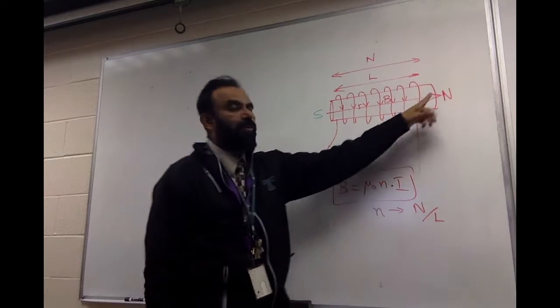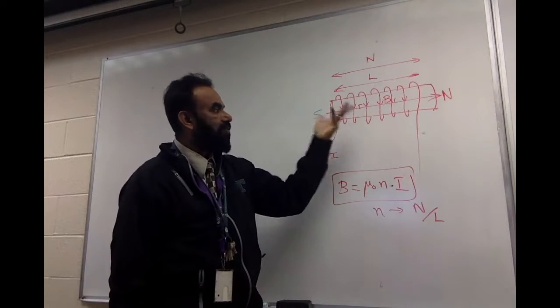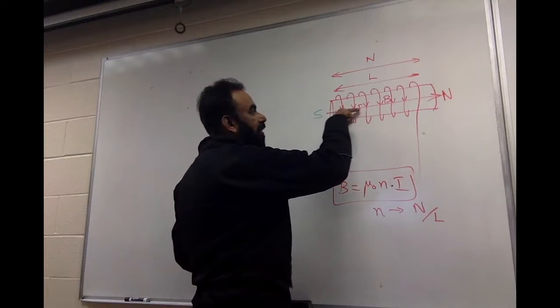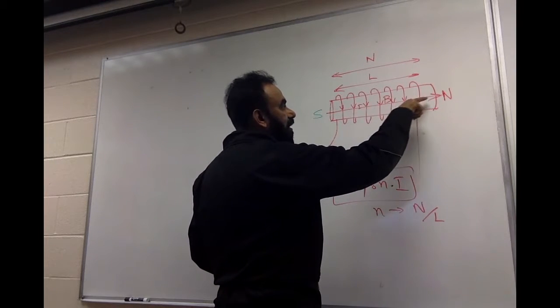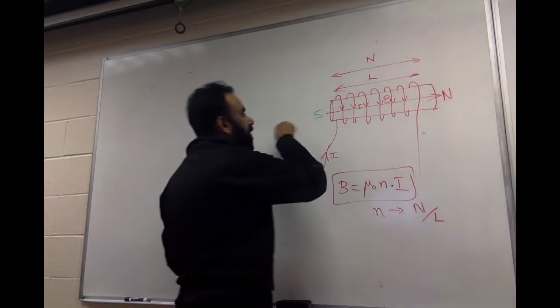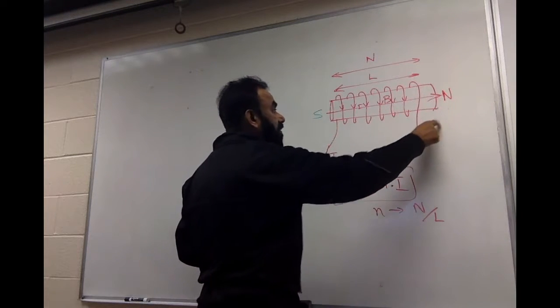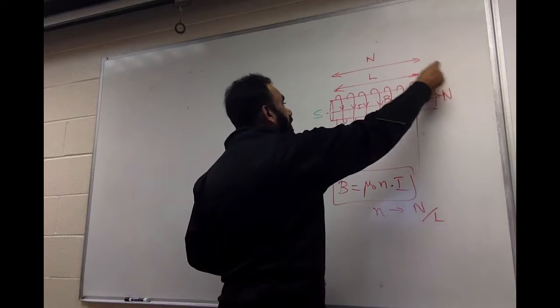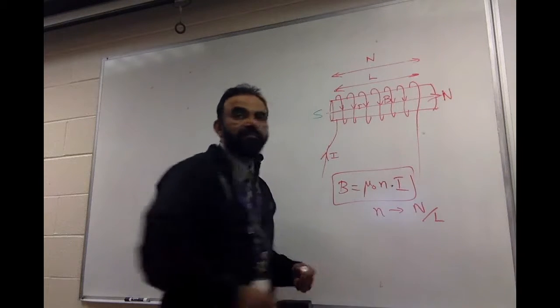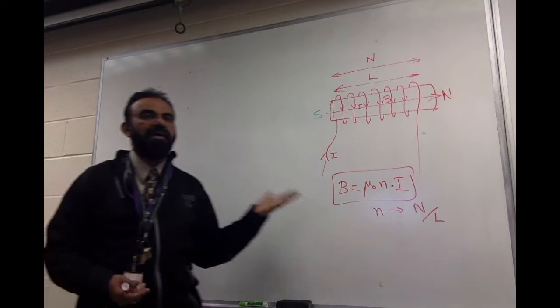So this is the North Pole and that's the South Pole. So the magnetic field inside is in that direction. But from here it comes out and here it goes in. So if you try to track the magnetic field lines around it, it will be like this. You go around like that. So just imagine it's a magnet.